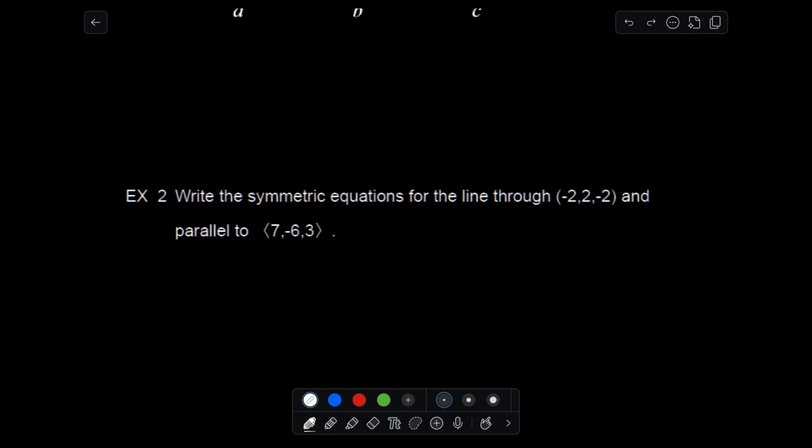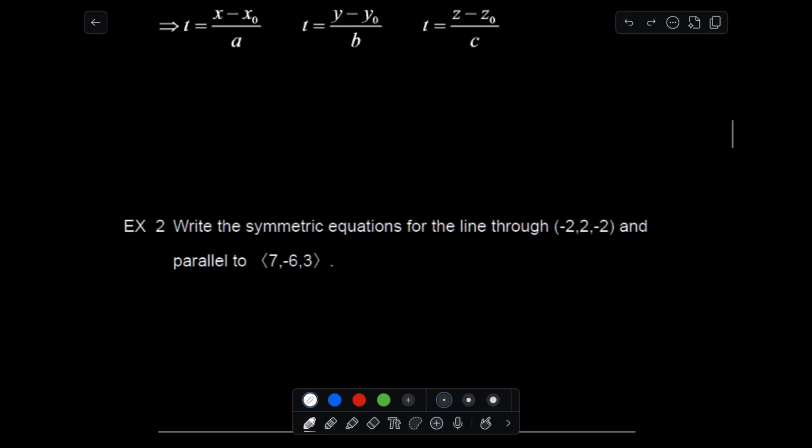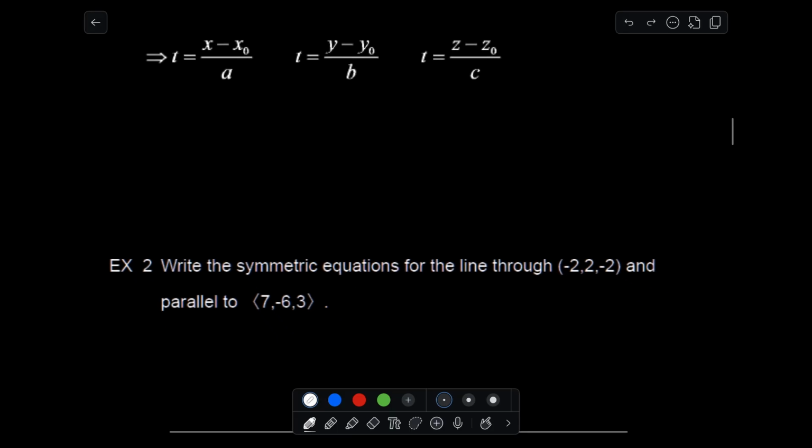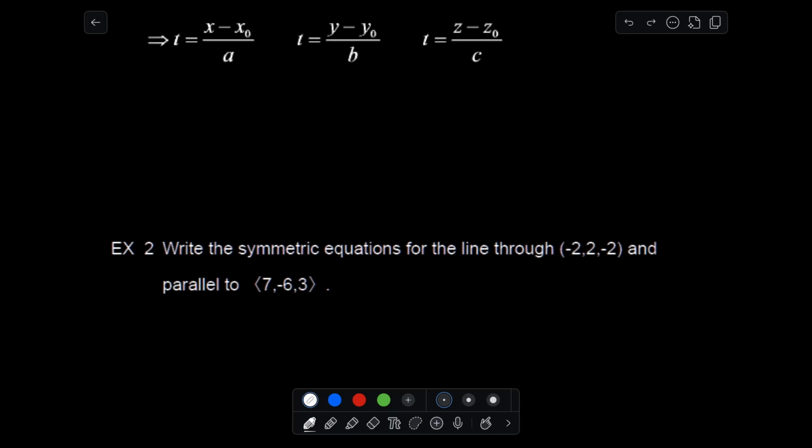So for this example right here, write the symmetric equations for the line through (-2, 2, -2) and parallel to (7, -6, 3). One thing I'd like to say before I do this example is that this right here refers to a point in space. It's not a vector, it's just a dot in space. And this represents the direction. It's a little bit confusing to think about at first, but given this example, it will make sense because we have a line that goes through the point and it's going to be parallel to that, right?